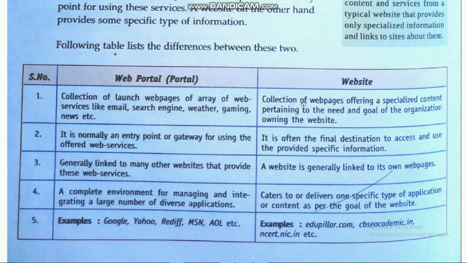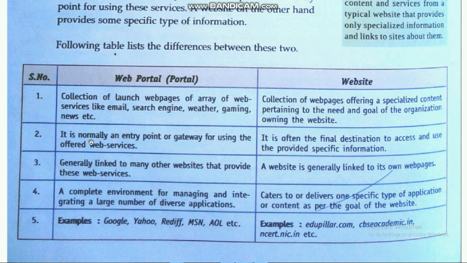web portal and website. So number one, a web portal is a collection of launch web pages for an array of web services like email, search engine, weather, gaming, news, etc. But on the other hand, a website is a collection of web pages offering specialized content pertaining to the need and the goal of the organization owning the website.